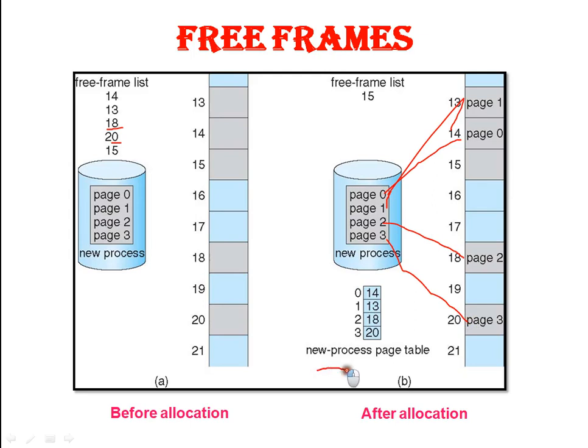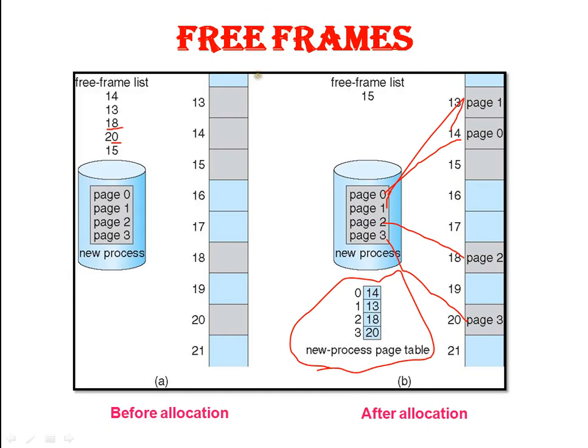And now the new process page table. The page table of the new process will be updated as shown. That is page 0 with frame number 14, as you can see here. Next, page number 1, 13. Next, page number 2, 18. Page number 3, 20. I still have one more free frame, that is 15, as shown in your free frame list. And when you update your page table, your free frame list will also be updated.